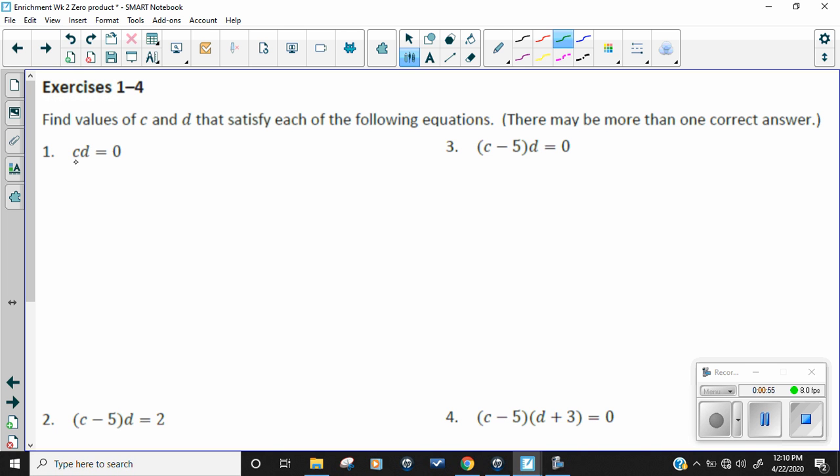So the first one, we show here CD equals 0. When you multiply two things, either C is 0, because it multiplies by D and you get 0, or D is 0.